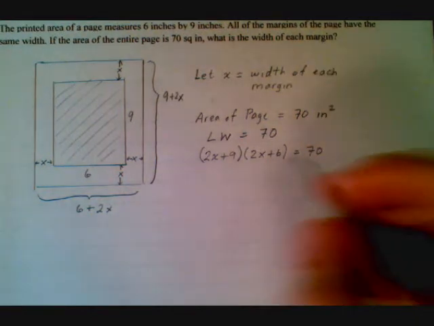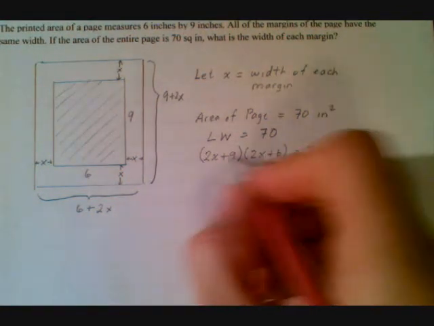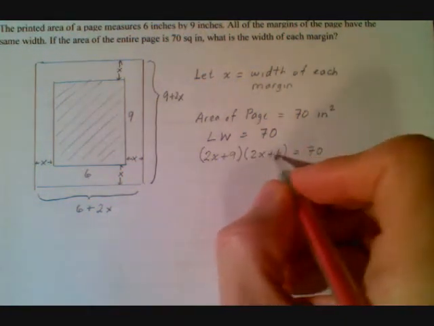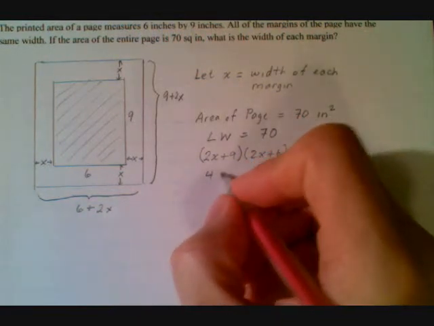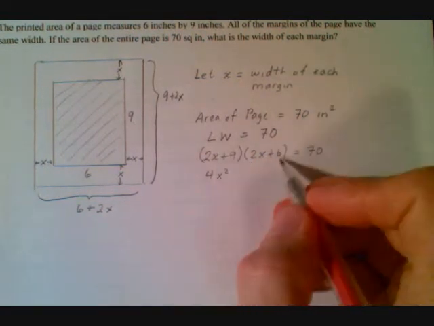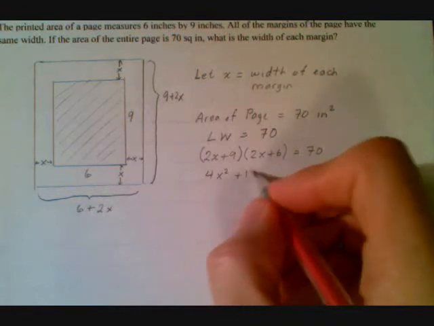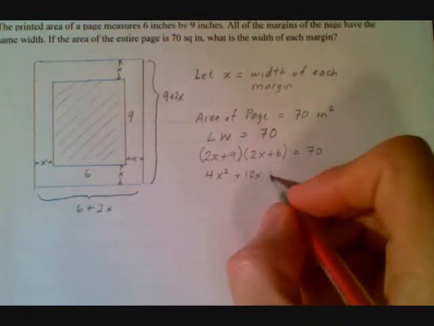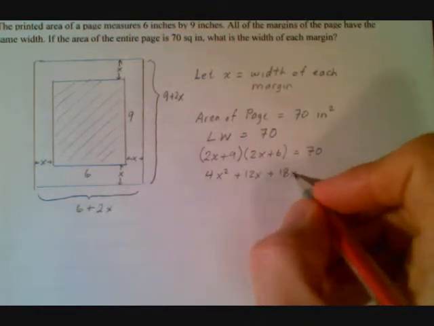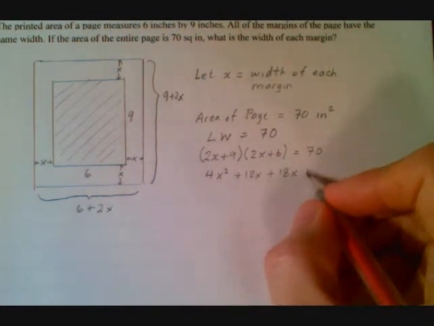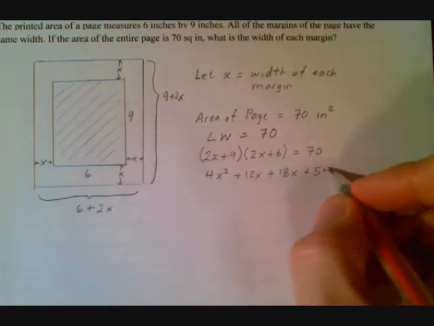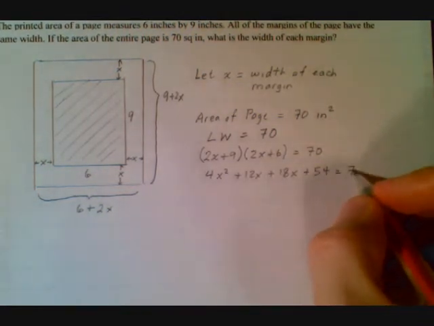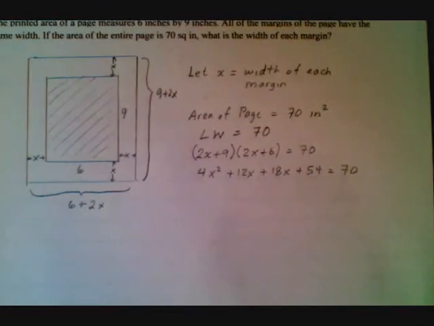So let's do this. Let's FOIL out the 2x plus 9 times 2x plus 6. We get 4x squared. Multiply the outer terms together, 12x. Multiply the inner terms together, that's 18x. Multiply the last terms together, I get 54. Still have 70 on the right-hand side. Let's combine these like terms.